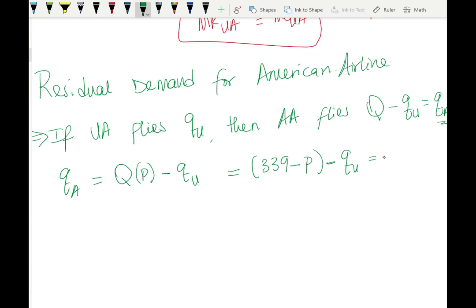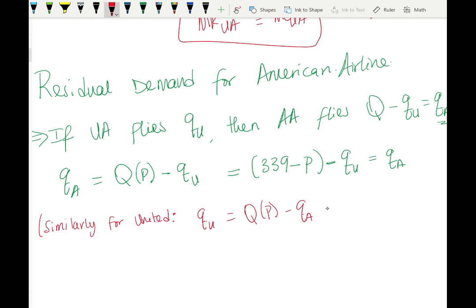This is QA. Quick side note: this is similar for United, where QU will be equal to the market, which is a function of price, minus whatever American does. So this would be equal to 339 minus P minus QA. This would be QU.